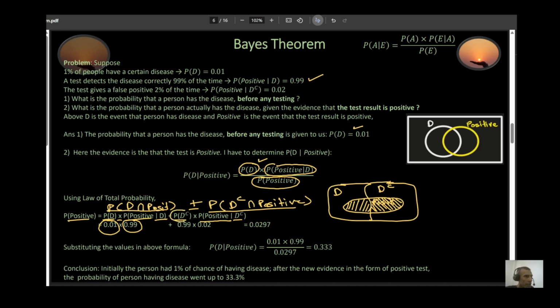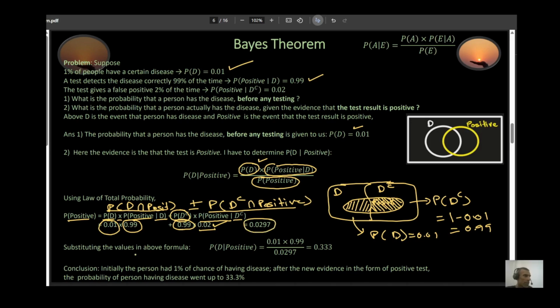Probability of a person not having the disease: I know the probability of disease is 0.01, so the probability of not having the disease is 1 minus 0.01, and the answer is 0.99. I derived that using the probability of disease, which is right here. And the probability of a person being positive given that he does not have the disease is 0.02. Again, this is provided to us. Plugging in your numbers, the answer comes out to be 0.0297.